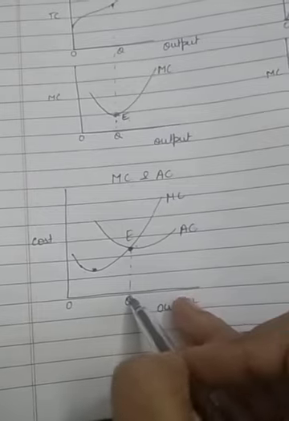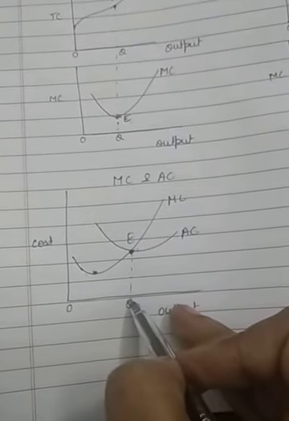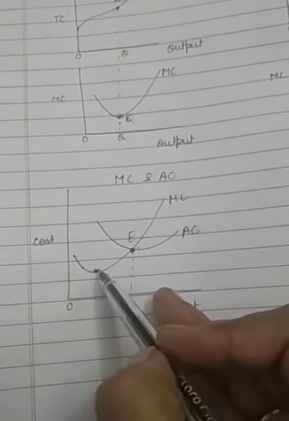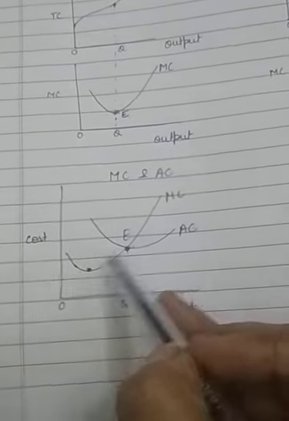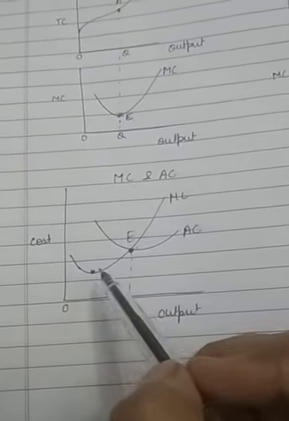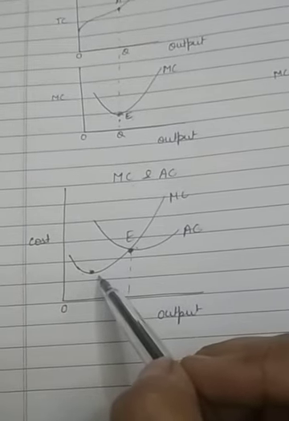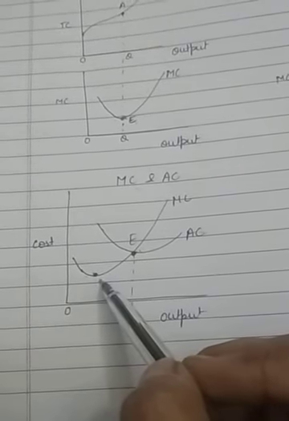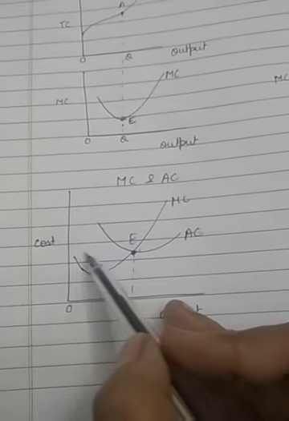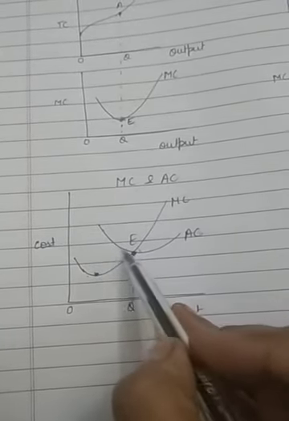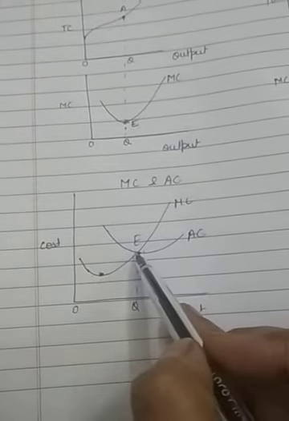of the output. In this case, MC falls more rapidly than AC. You can see AC is decreasing slowly as compared to the MC. That means MC falls more rapidly than AC and MC curve is below the AC curve. You can see below, this is your MC curve and here is your AC, which is above MC.